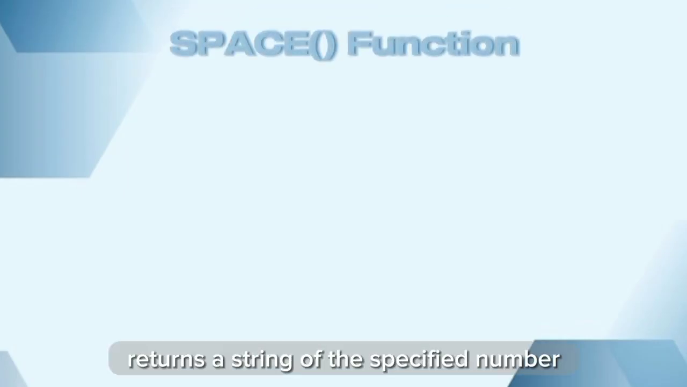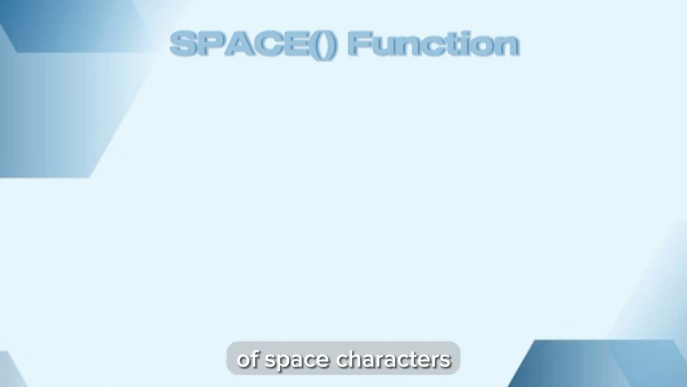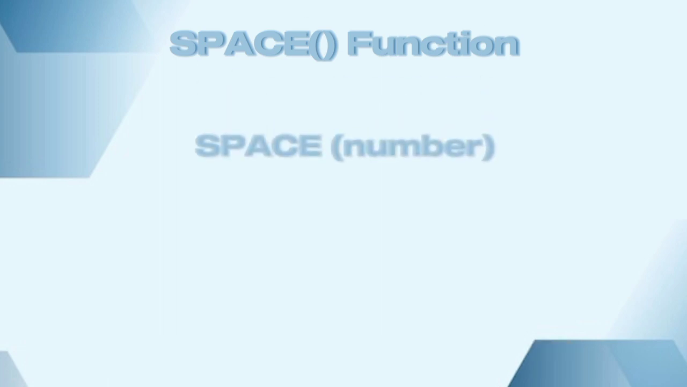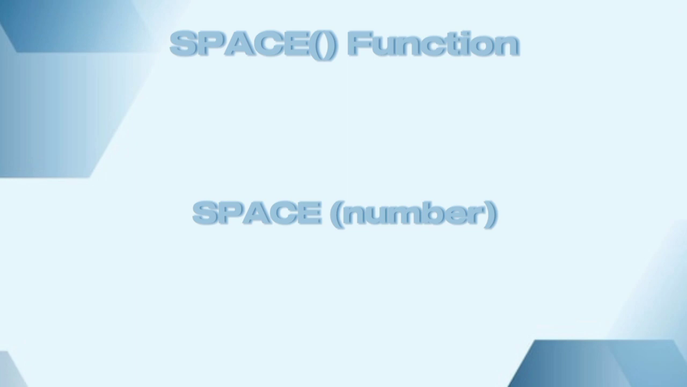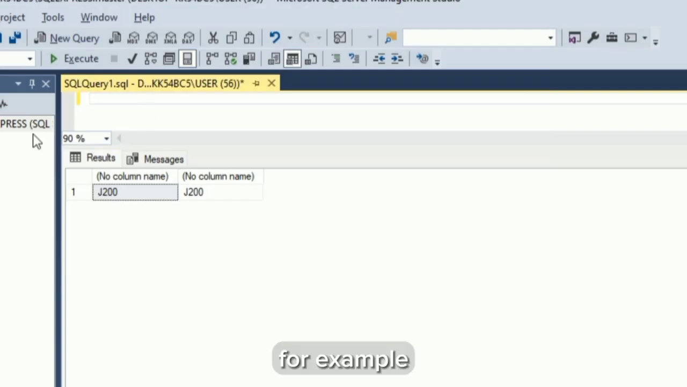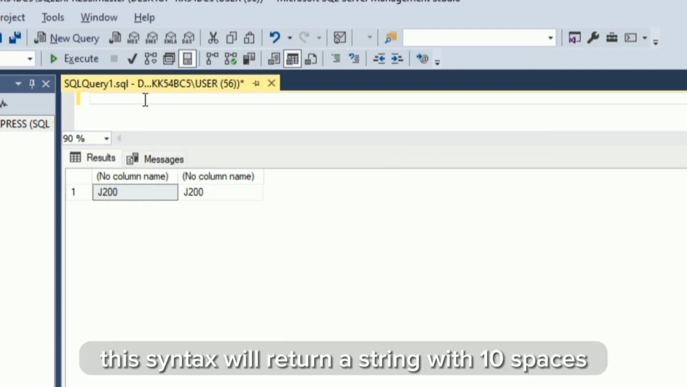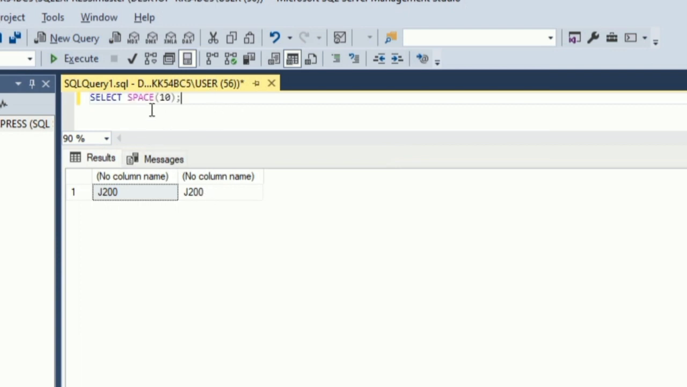The SPACE function returns a string of the specified number of space characters. The syntax is SPACE, open parenthesis, number, and close parenthesis. For example, this syntax will return a string with 10 spaces.